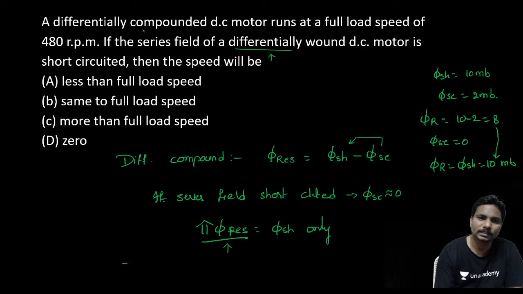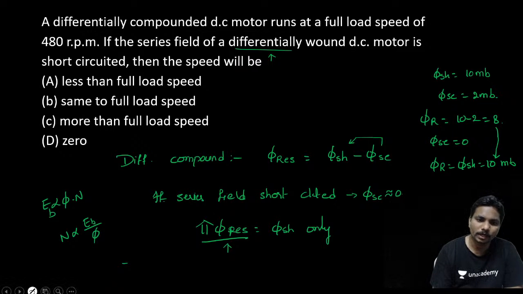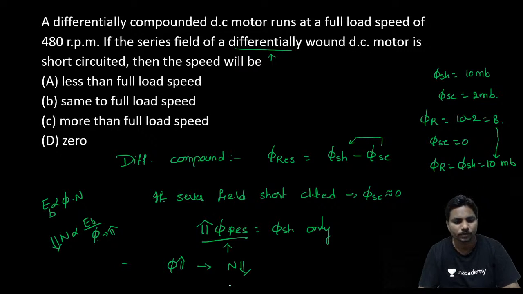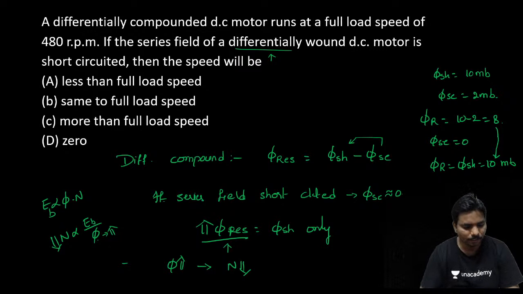We know very well in case of a DC motor, back EMF Eb is proportional to φ into N. So N is proportional to Eb by φ. As φ increases, the speed is going to decrease. So as φ increases, the speed of the motor will fall. Okay, so like that you can get the understanding. So the speed will be less than the full load speed.